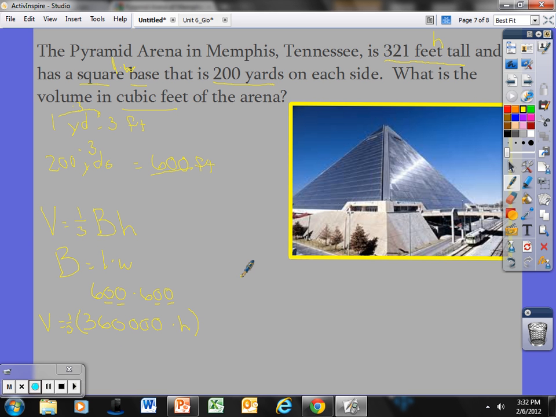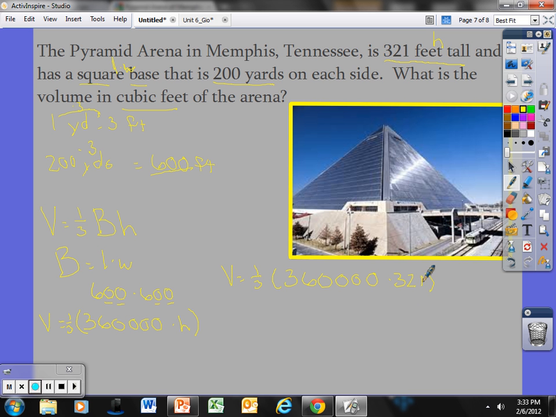Okay, I'm going to bring this transfer rules here. So volume is equal to 1/3 times 360,000 times the height. The height is 321 feet. Oh my goodness, got a lot of multiplication here.